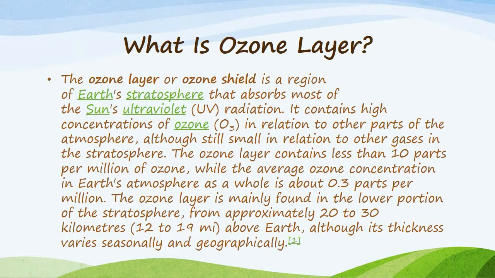The ozone layer is mainly found in the lower portion of the stratosphere, from approximately 20 to 30 kilometers, 12 to 19 miles above Earth, although its thickness varies seasonally and geographically.